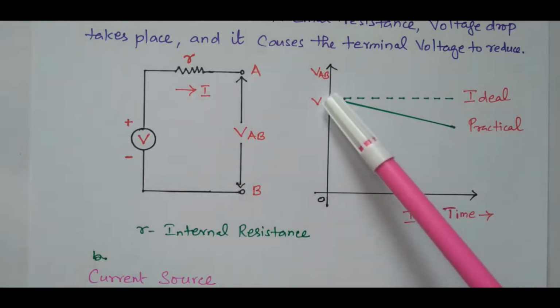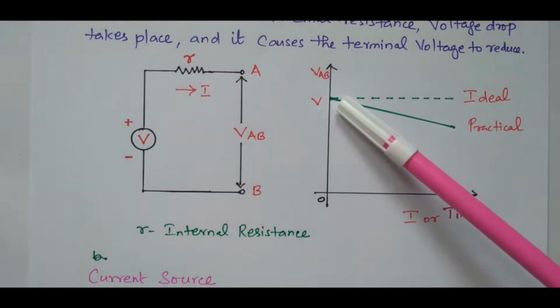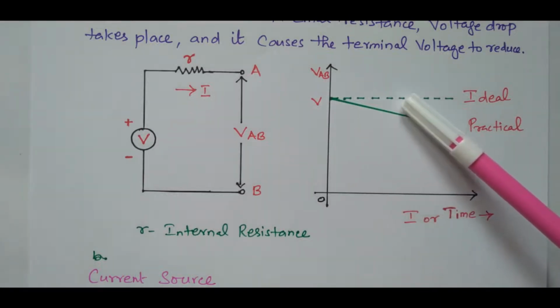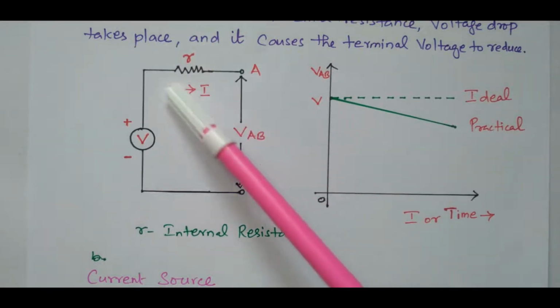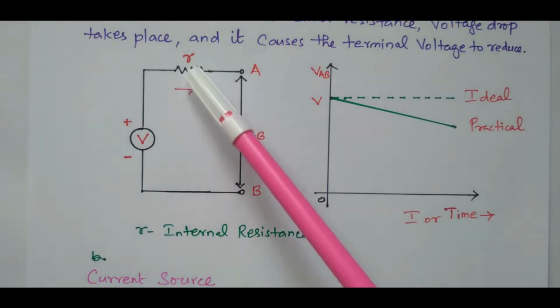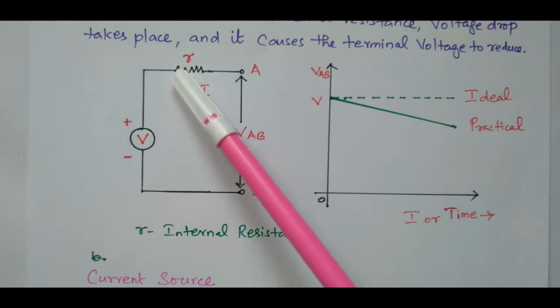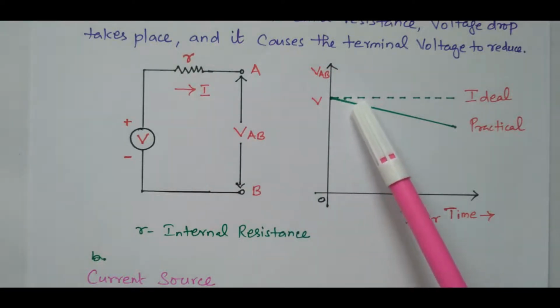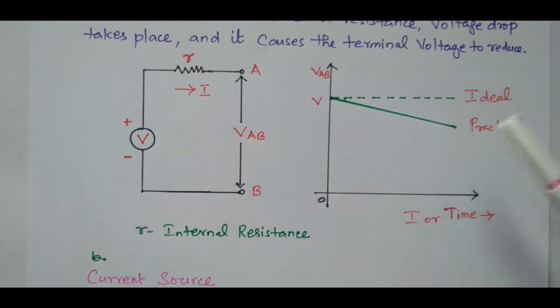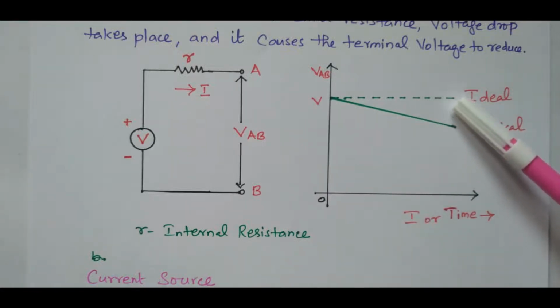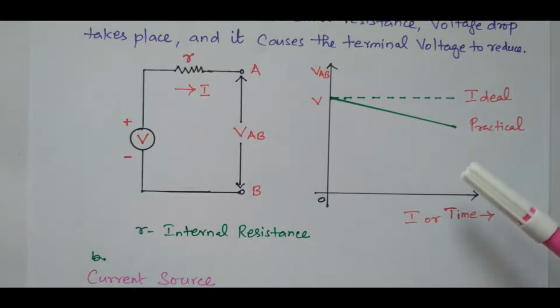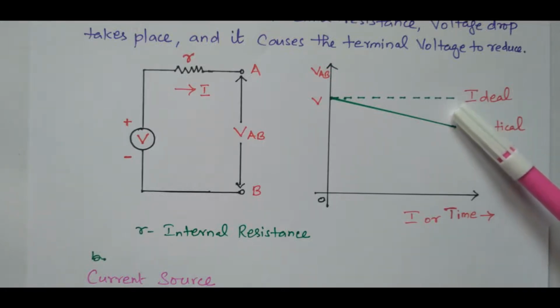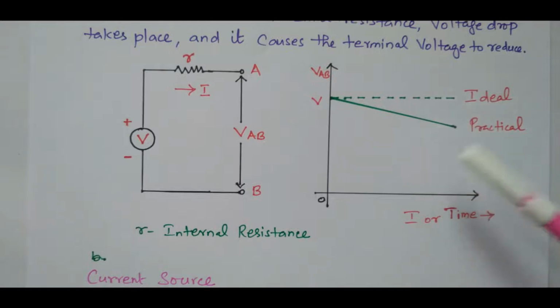But in case of practical, the voltage gradually decreases due to the drop in the internal resistance. Some amount of voltage will be dropped in the internal resistance, so that when the current or time increases, the voltage slowly decreases. So this is the difference in voltage between ideal and practical voltage source. Due to the internal resistance, there is a drop in the voltage.